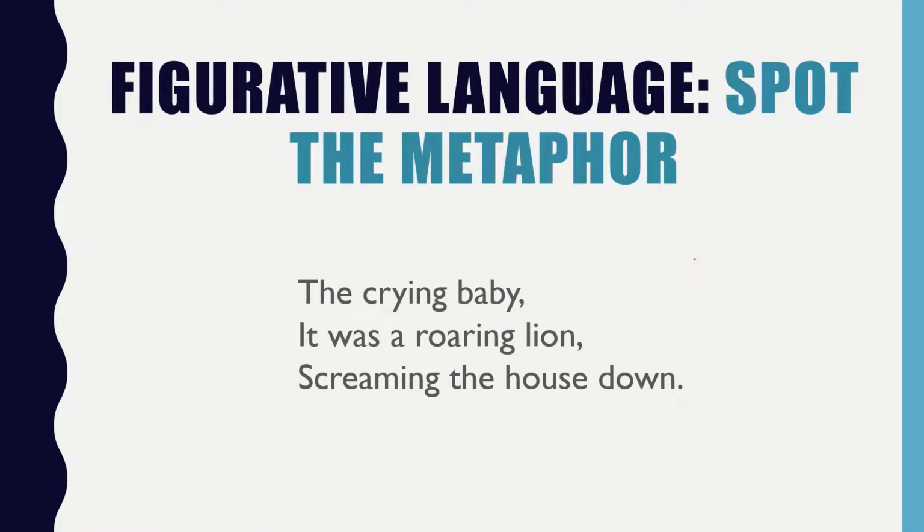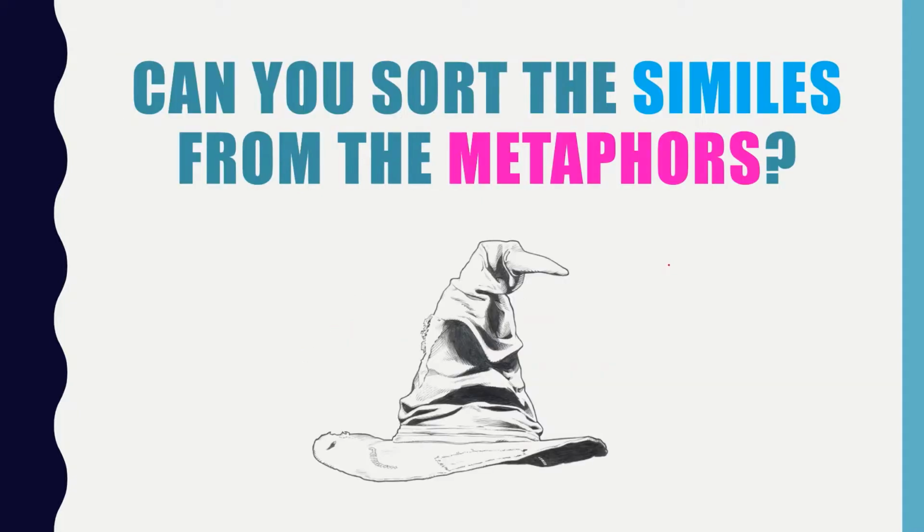I wonder if you can spot the metaphor in this haiku. The crying baby, it was a roaring lion, screaming the house down. Did you spot it? It was a roaring lion is the metaphor in here. We're comparing it to a lion to exaggerate how loud the crying baby is. But it's not literally a lion. Let's see if you can sort the difference between similes and metaphors in this similes and metaphors quiz.